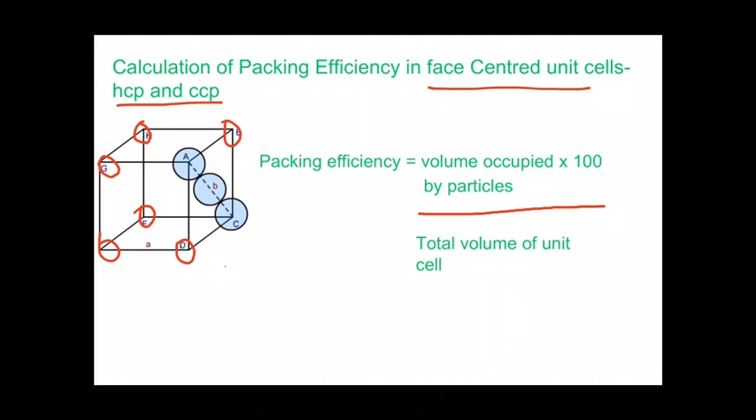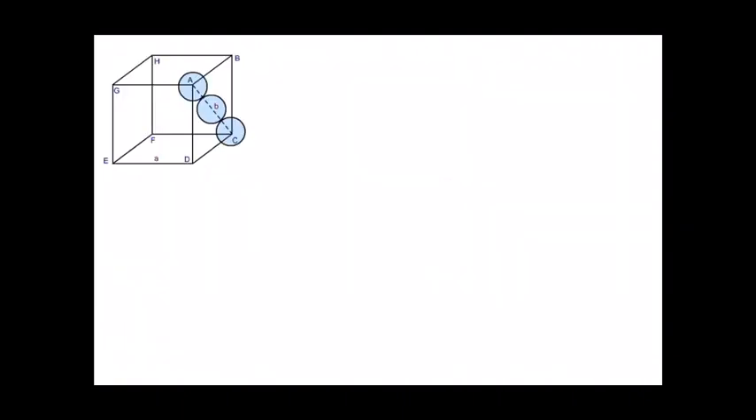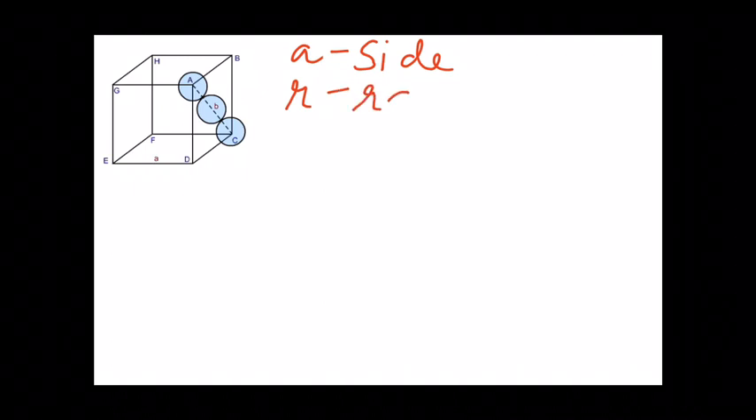Now look at this figure again. We have the face ABCD. Let's take the side of the unit cell as a. All these sides will be equal because this is a cubic unit cell. So all the sides AB, BC, CD, AD are equal to a. And let us take r as the radius of the hard spheres. We have taken the constituent particles as hard spheres. So a is the side of the unit cell and r is the radius of the constituent particle.